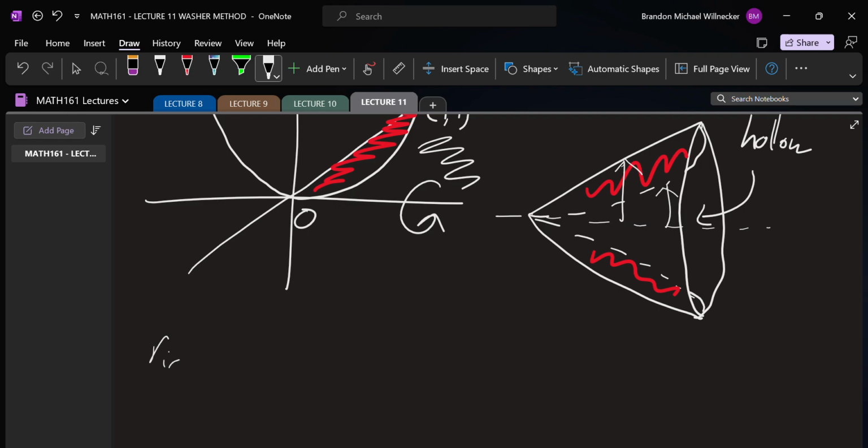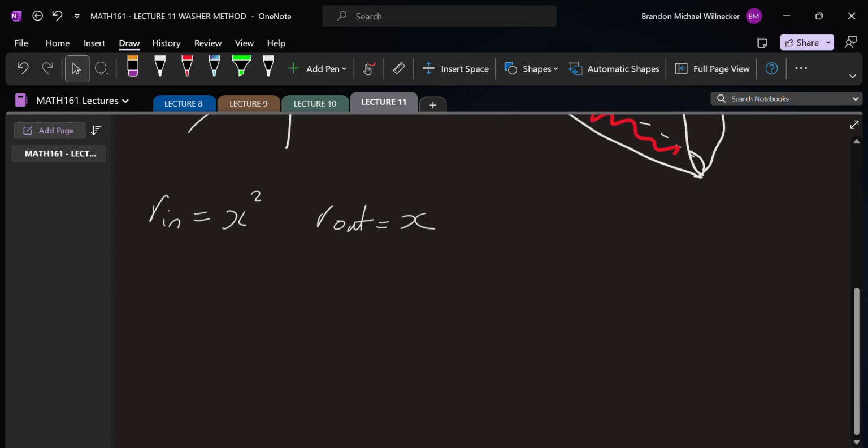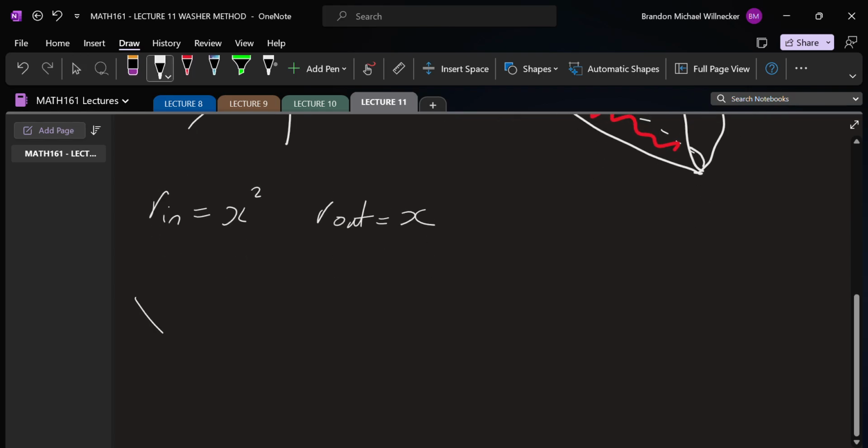Okay, so R in, that's going to be the parabola, x squared. R out is going to be just x. Okay, and that's what you need to do before setting up the integral. What's the inner radius? What's the outer radius? Okay, so what's the volume going to be?